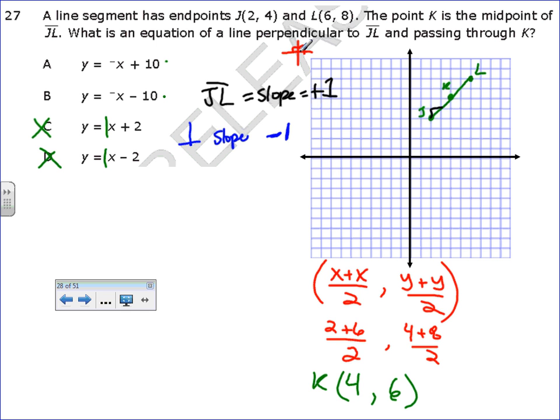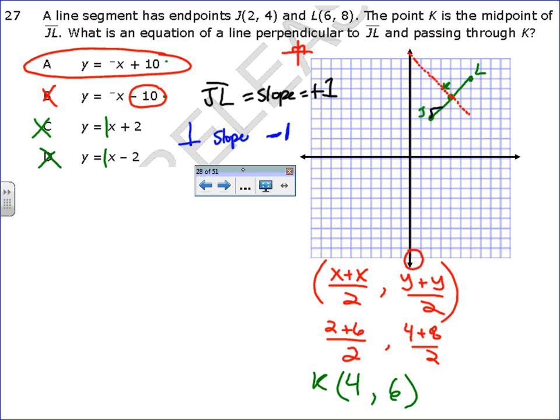Okay, well, if it's perpendicular, you can follow the line up. Where's it going to cross? Definitely not down here, not negative 10. The B's out, it has to be A. If you wanted to solve for it, it would be more time consuming, but if you wanted to solve for the equation, you could do that. I'm going to work that out really quick.